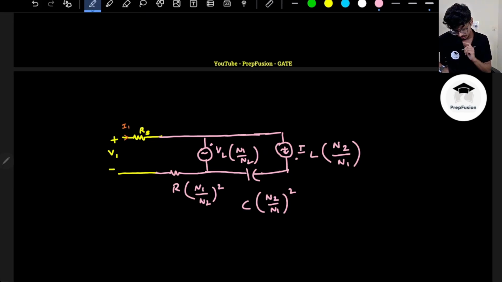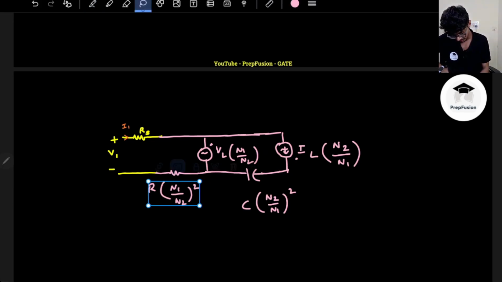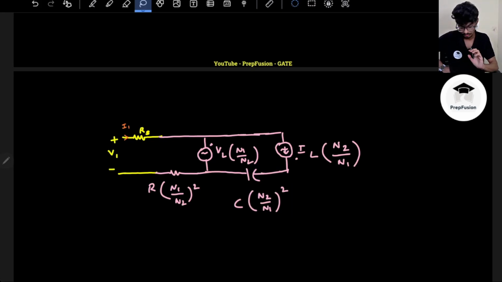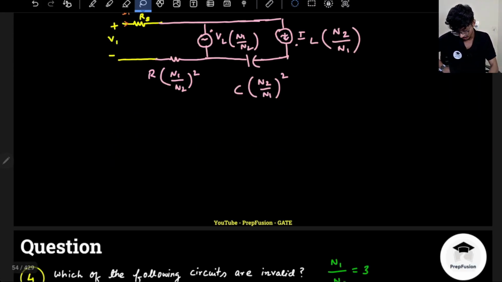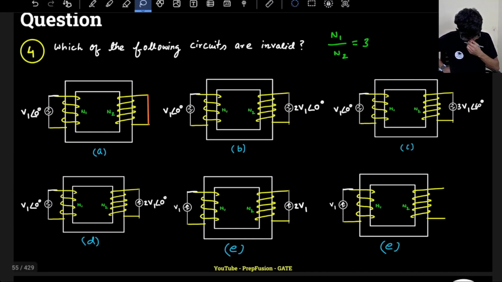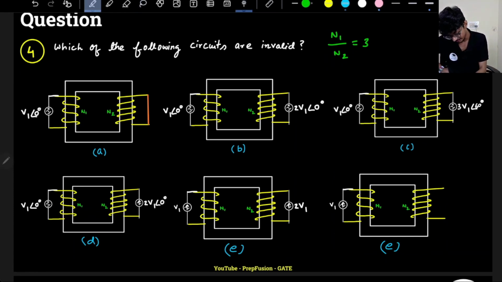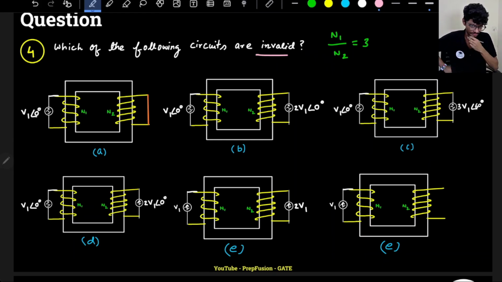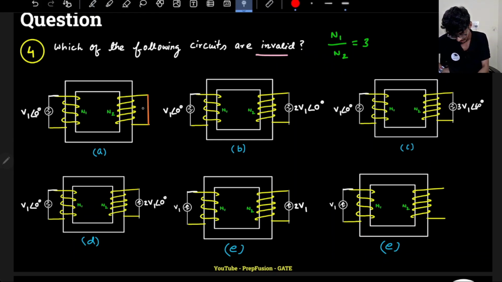Okay, so I hope you have understood this question. So that's how you refer basically. So now let's come to a few questions. I'm asking you, which of the following circuits are invalid? If you see, sometimes I have applied a short circuit here, sometimes it is an open circuit, sometimes I'm applying two voltage sources, sometimes I'm applying different amplitudes, sometimes there is a phase difference, right?